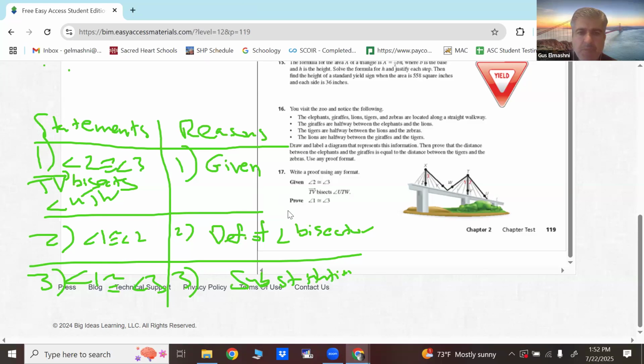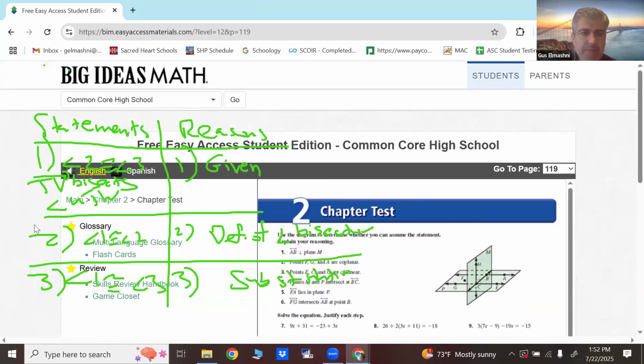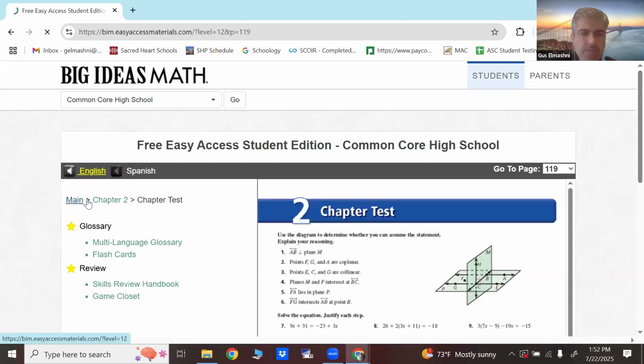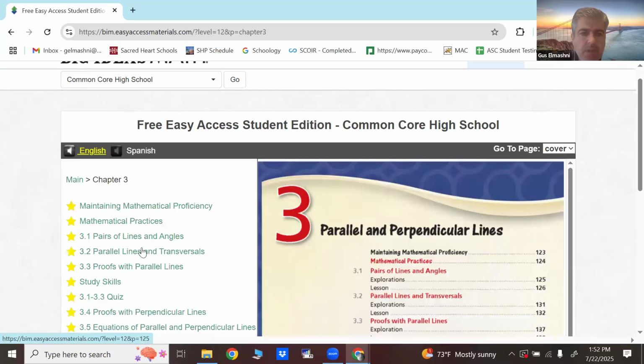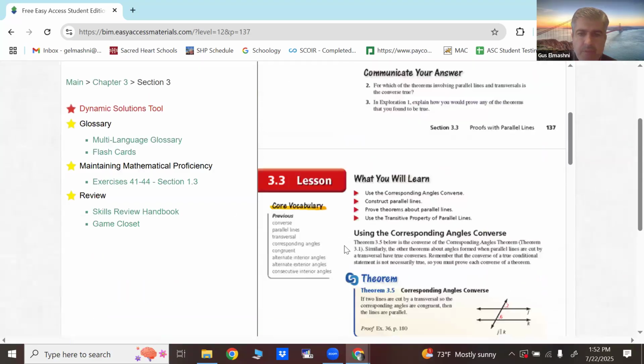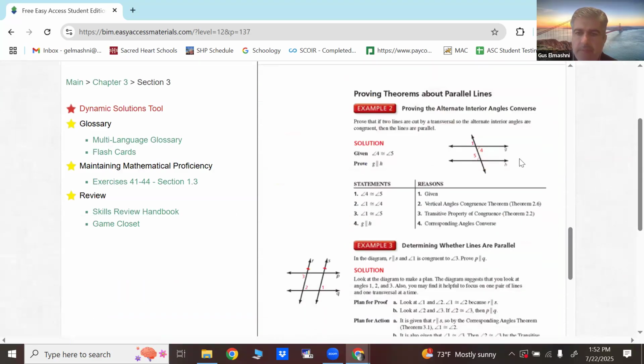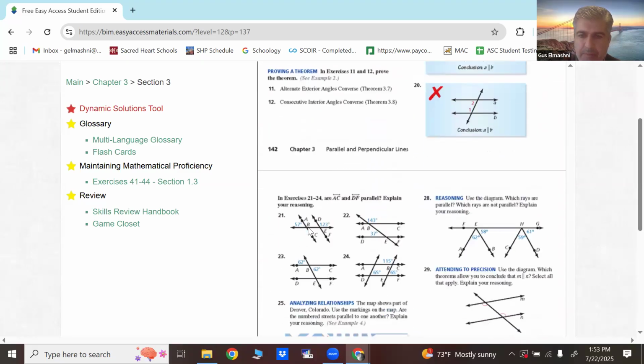So let's take a look at the textbook again. Oh, we are at a textbook, sorry. So proofs of parallel lines. Like here, given that angle 4 and angle 5 are the same, you want to prove that G is parallel to H. Well, obviously 4 is 5, so I already know that. But I could say 1 and 4 are the same, then 1 and 5 are the same, and if you have corresponding angles, then it's parallel. But it's kind of a simple one. Let's do one that's a little more involved.